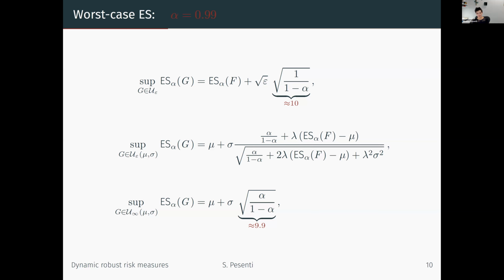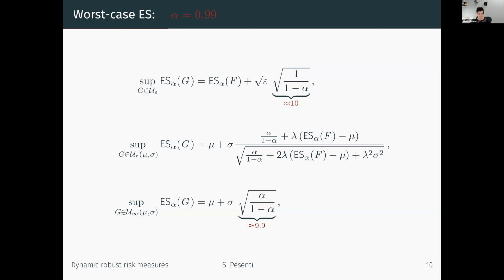So we get the expected shortfall of f plus approximately 10 times the square root of your tolerance distance. Then the last one is where we only have the moment constraint. So that will be epsilon for the Wasserstein distance going to infinity. This we already know is the mean plus the standard deviation plus also a ratio that only depends on the alpha. And this again is approximately equal to 10.